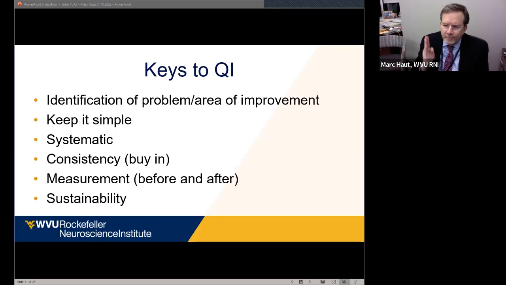Measurement before and after. You're not going to be able to tell if this is actually working unless you measure it and you can see the change. And as we'll talk about at the end, when you measure is actually important also. And then sustainability. What's sustainability mean?